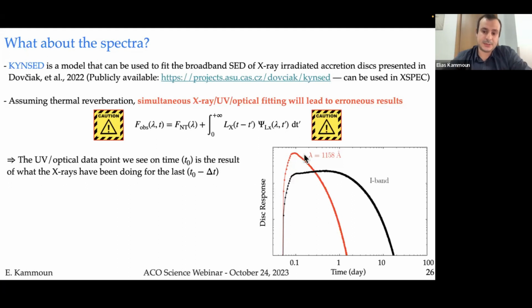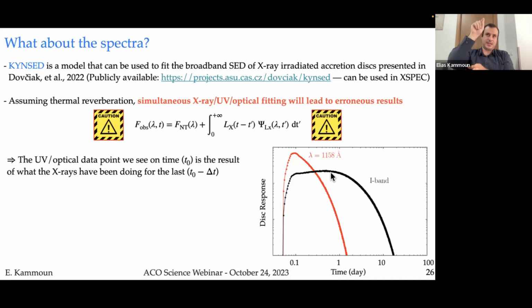And as you can see, the response functions are short in UV, more extended in optical and infrared. So if we are looking today, we are seeing what the source is doing today in UV or in optical. Practically, what the source is doing is responding to what the X-ray source did half a day or even more than 1 day before. But if we're looking at the I band, the time lags are almost a day. So practically in that band, the UV emission today is responding to what the X-ray did yesterday. But we are observing simultaneously.